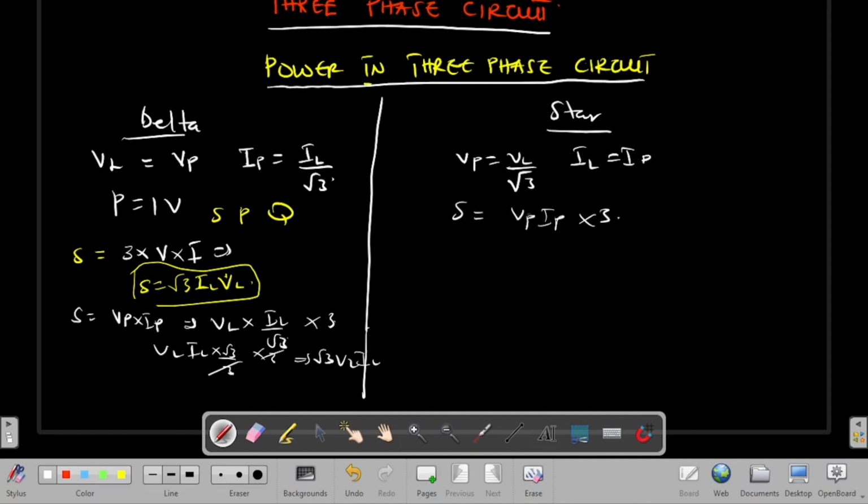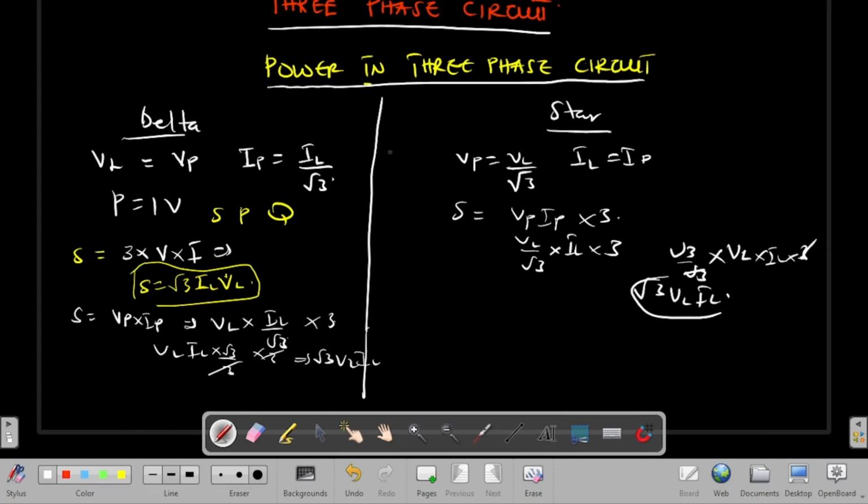But my VP here is now VL over root 3. My IP is the same as IL. I'm good to go. This becomes root 3 on root 3 times VL times IL times 3. Then this 3 goes away with this 3, leaving root 3 VL. So this is the power for every configuration.